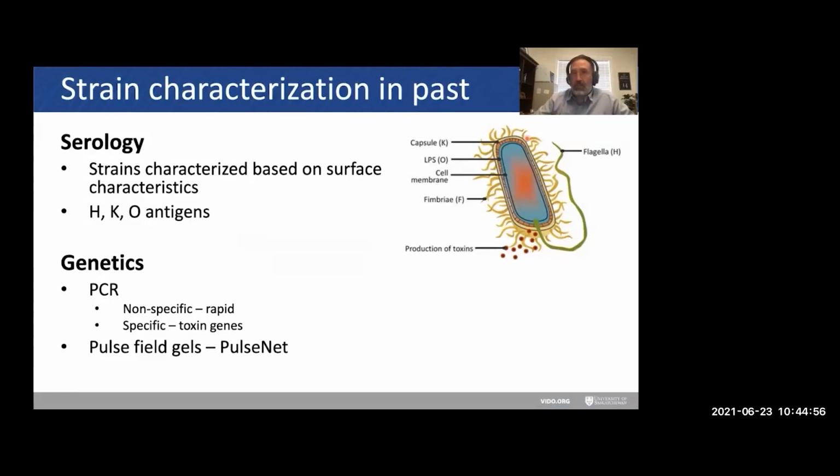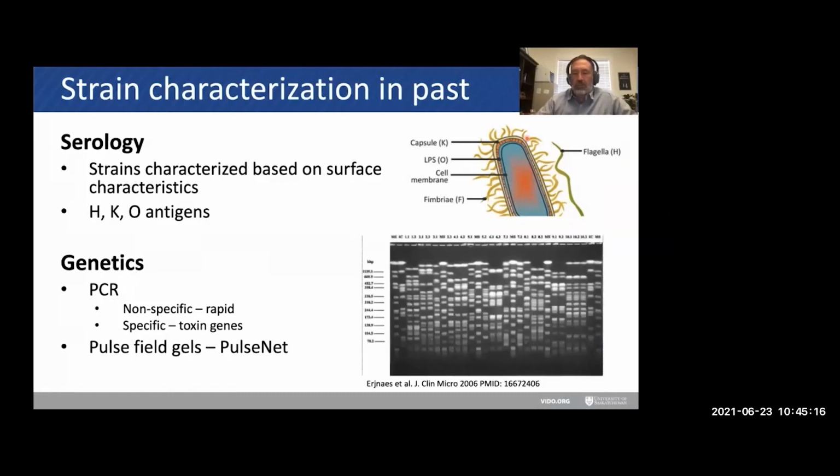More recently, it's moved towards genetics with PCR. It can be non-specific, like a rapid type of test, looking for relatedness between strains, or specific, looking at toxin genes. So with E. coli, we know that the presence of Shiga toxin is strongly correlated with human disease. And pulse field gel electrophoresis was also used. PulseNet Canada was a group.